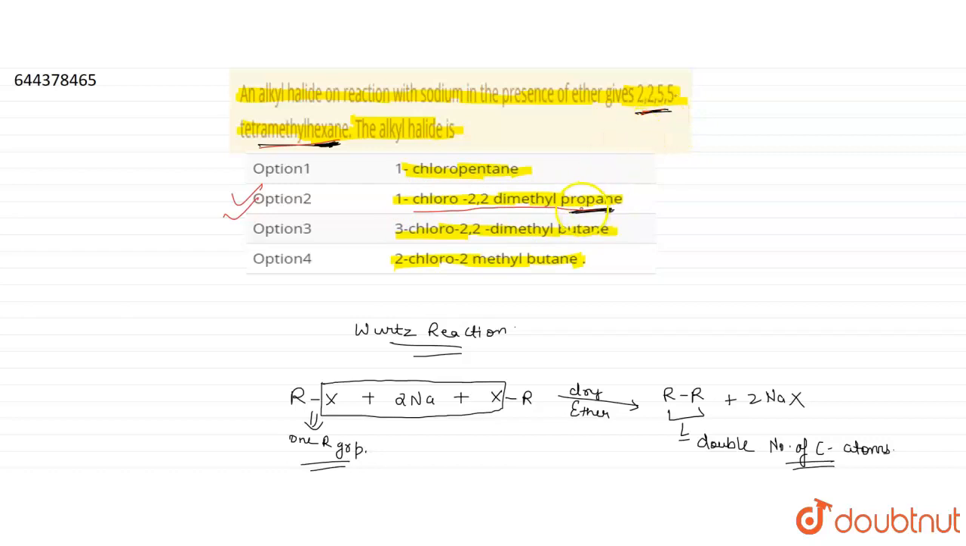Okay, because in the reactant side, that is in the alkyl halide, we have a carbon chain of 3 carbon, that is propane. So we will get double the number of carbon atoms in the alkane, that is we will get hexane. Okay, so this is it for this question, guys. I hope you understand it.